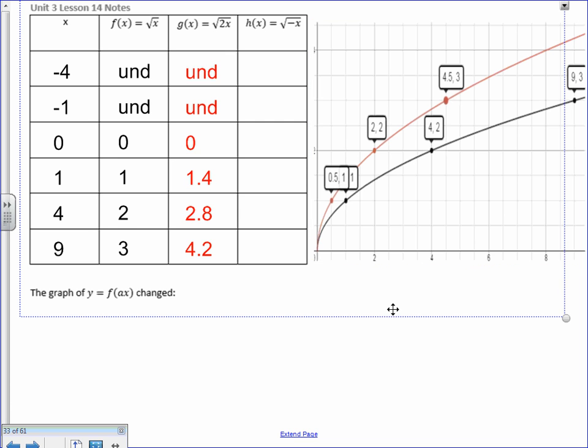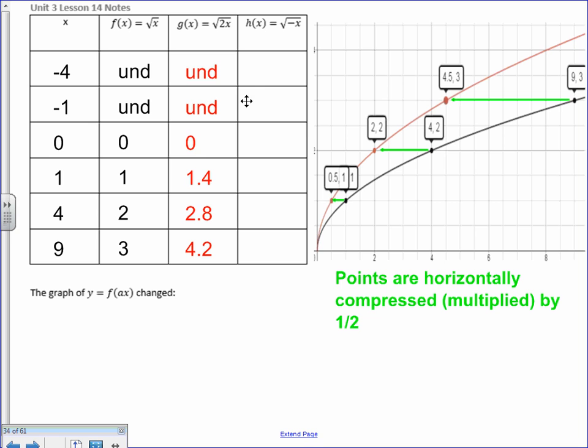So when I put in the 2, I multiplied x by 2 in the equation, it ended up multiplying the x values of the points by 1/2. Huh, that's interesting. It didn't multiply them by 2, it multiplied them by 1/2.